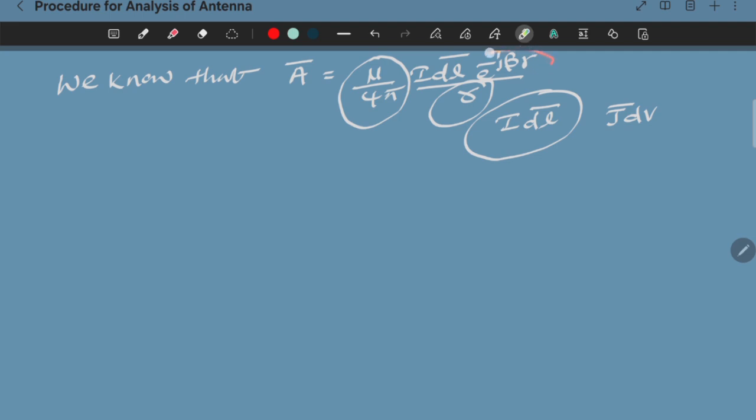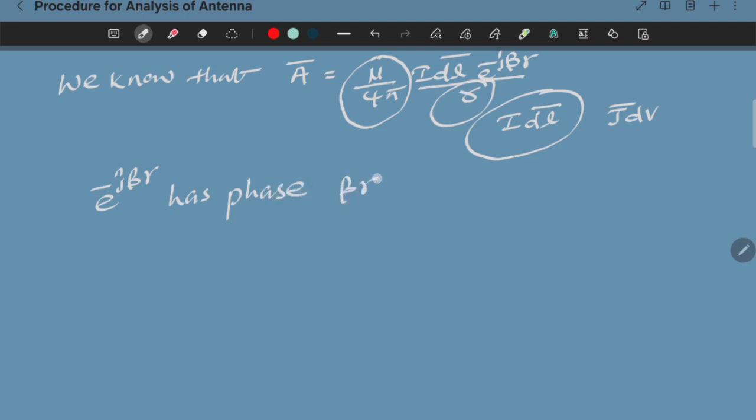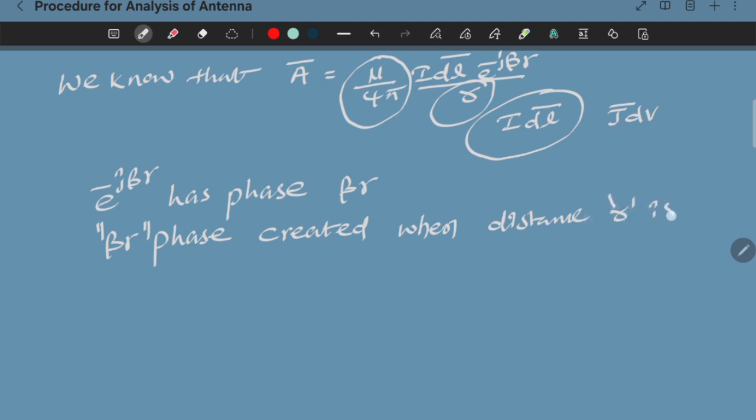What about this e power minus j beta r? You need to understand that e power minus j beta r has phase beta r. Beta r phase is created when distance r is covered.